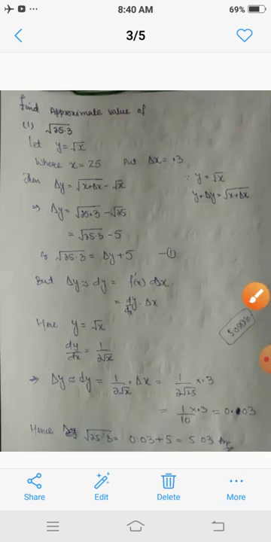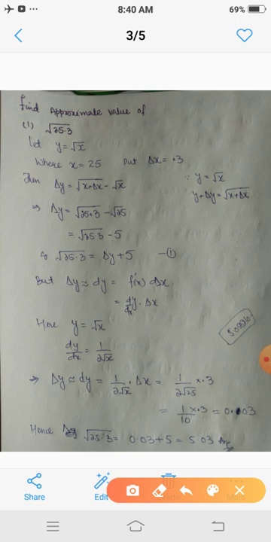Consider an example: to find the approximate value of the square root of 25.3, let us take y equals square root of x, where x is 25 and del x is 0.3. Then y equals root x and y plus del y equals root of x plus del x. Subtracting these two, we get this equation: del y equals root of x plus del x minus root x.